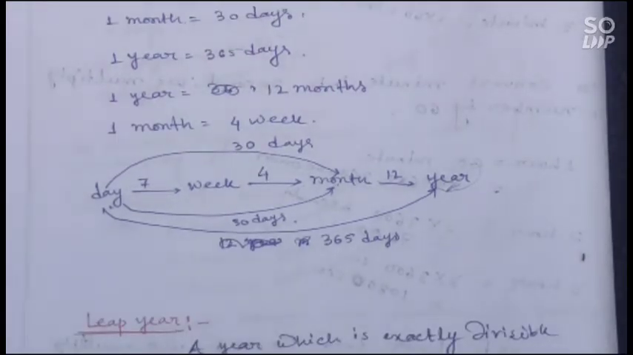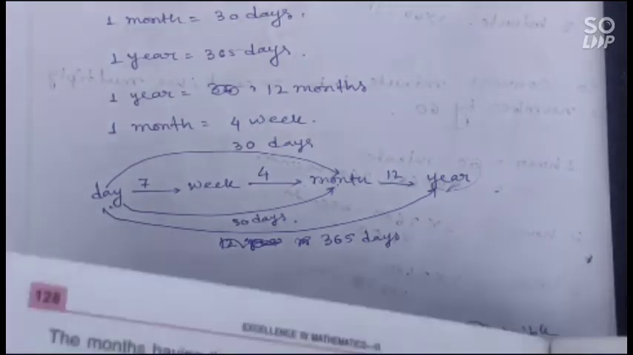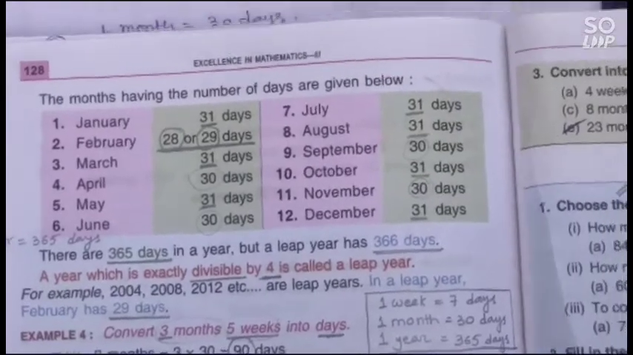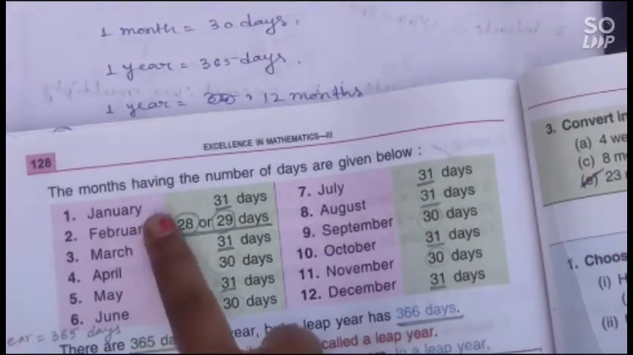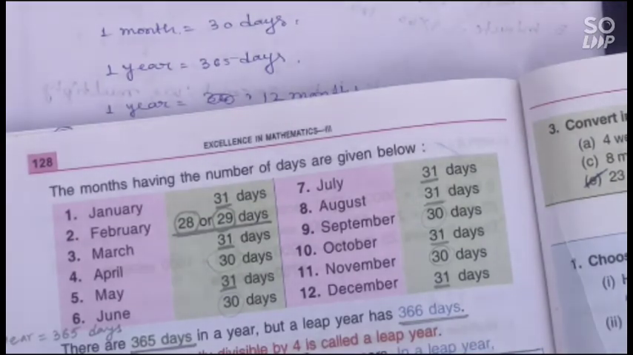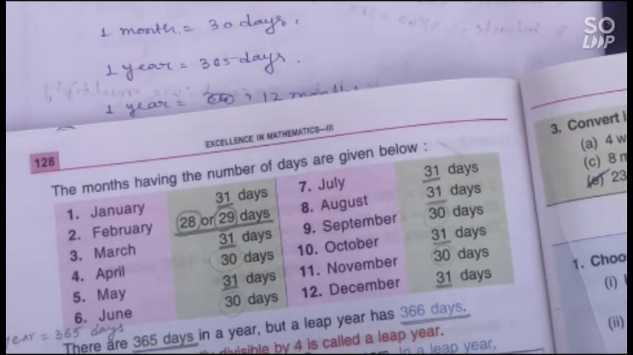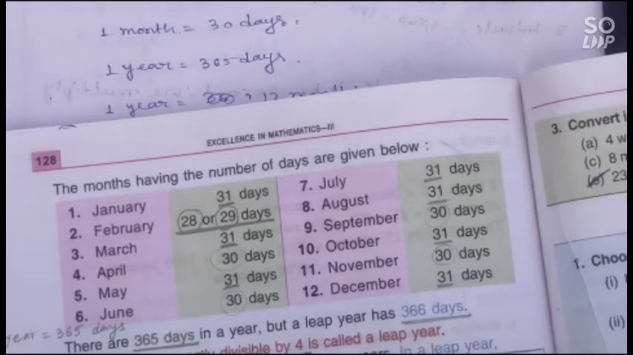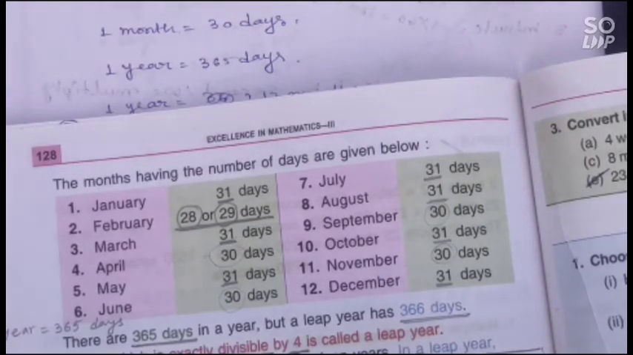You know that there are 12 months in a year. The months are January, February, March, April, May, June, July, August, September, October, November and December. But some months have 31 days and some months have 30 days, except February. February has 28 or 29 days. So in which year does February have 28 days and in which year does February have 29 days? You have to learn this.